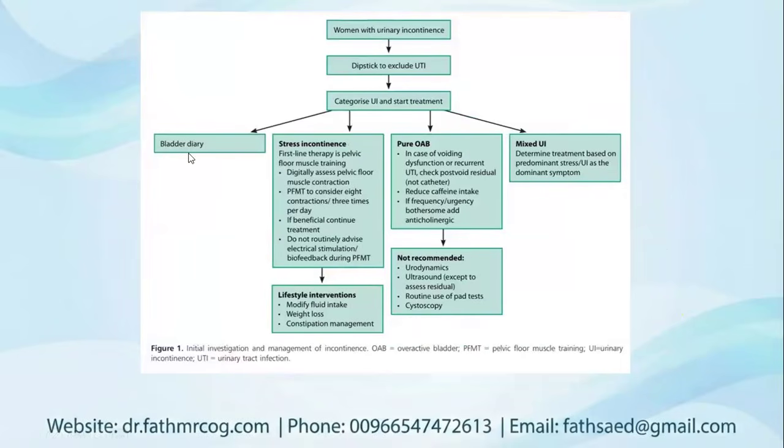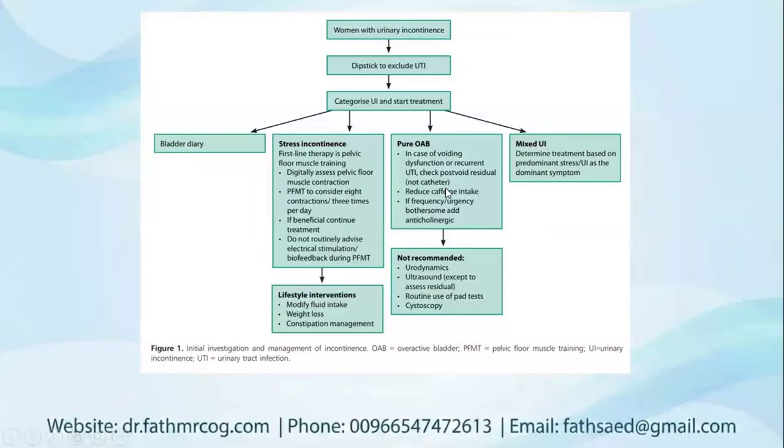For the treatment of overactive bladder, if you are confused and cannot diagnose this one, do the bladder diary. It will tell you which is which: the patient has overactive bladder, or stress, or mixed. If you have stress, it will be the same. The first line treatment is pelvic floor muscle training: digitally assess the pelvic floor muscle, and consider 8 contractions 3 times per day. If beneficial, continue. Don't routinely advise electrical stimulation.